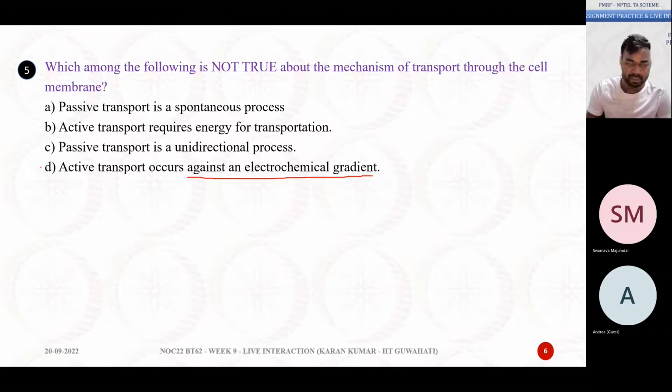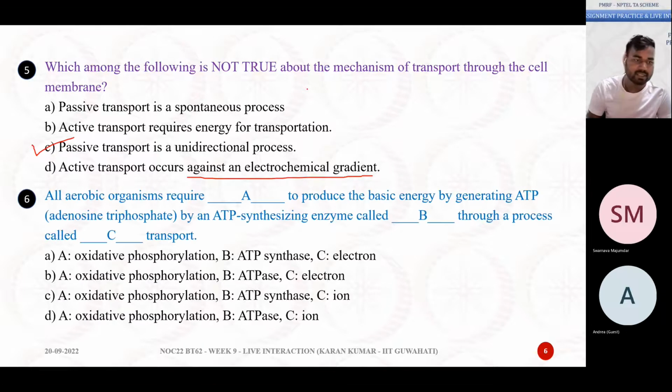Or against the electrochemical gradient, right? So which option is correct? Option C is correct. The statement that passive transport is a unidirectional process is wrong. Now, next question. All aerobic organisms, okay?